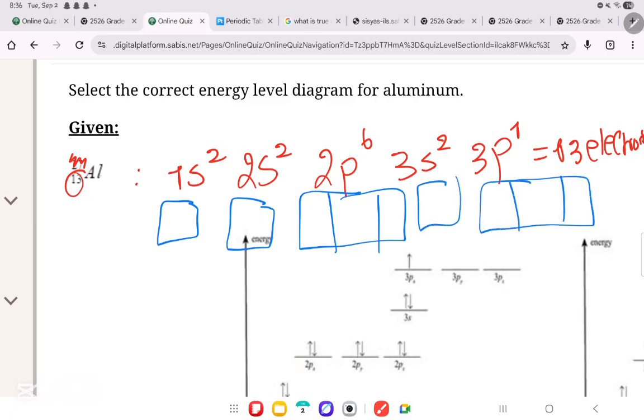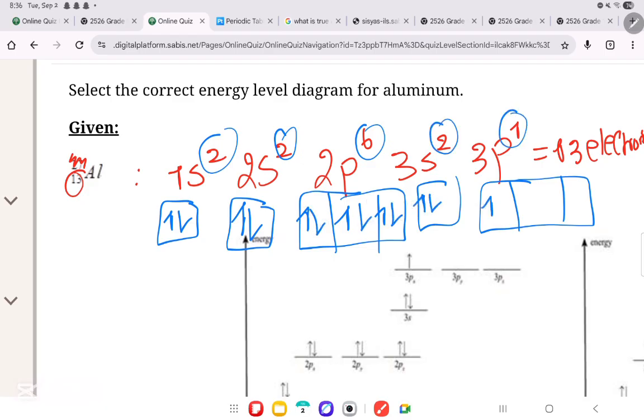Now, how do we do this? How many electrons does this have? This has 2 electrons, so 1 up, 1 down. 2 electrons, 1 up, 1 down. 6 electrons, 1 up, 1 up, 1 up, 1 down, 1 down, 1 down. 2 electrons, 1 up, 1 down. 1 electron, 1 up. So it's supposed to look something like this, okay? So please remember this, write it on your copybook, and you will check the answers, right?